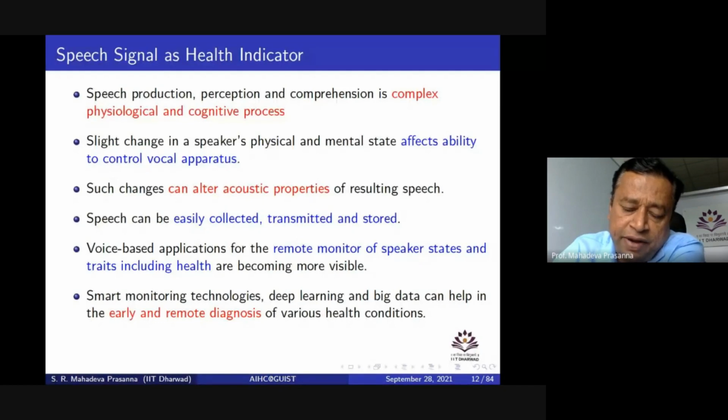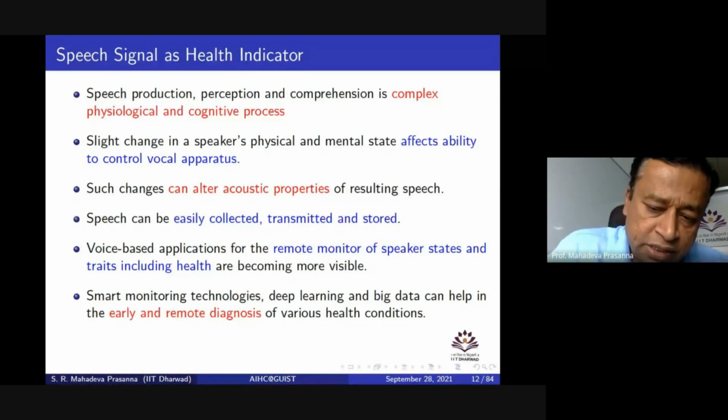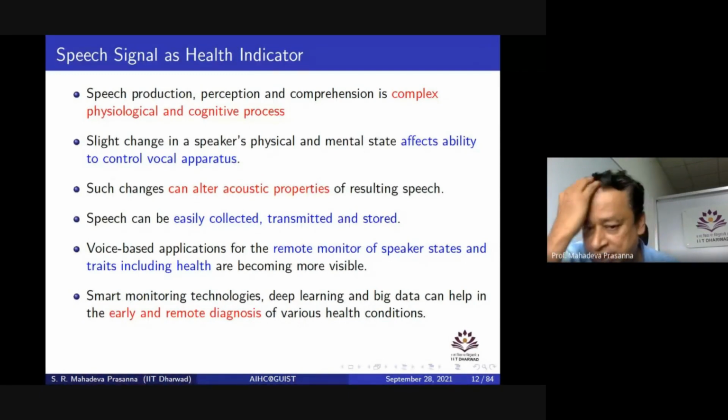And currently, because of the digitization of the health field, data, which earlier used to be a serious issue, is more available. Still, there is a limitation in the health sector because you don't have many subjects or individuals with the same ill-health condition. So compared to other fields, the data may not be big. However, relative to the earlier generation, it is definitely big data. Because of all these things, smart monitoring technologies, deep learning, and big data can help in early and remote diagnosis of various health conditions.